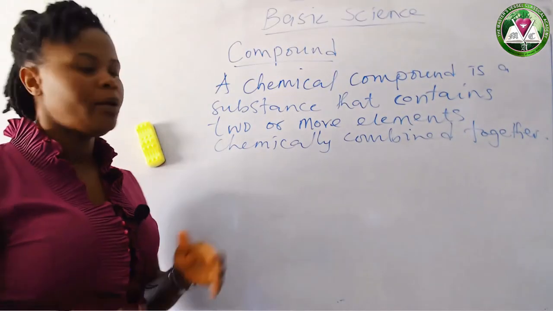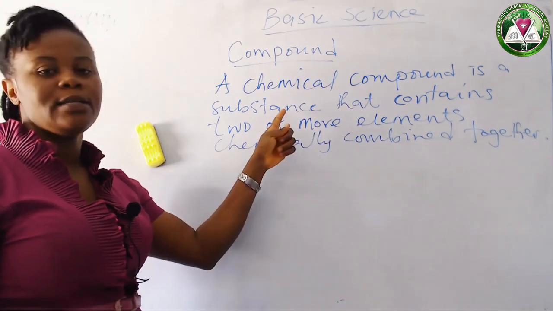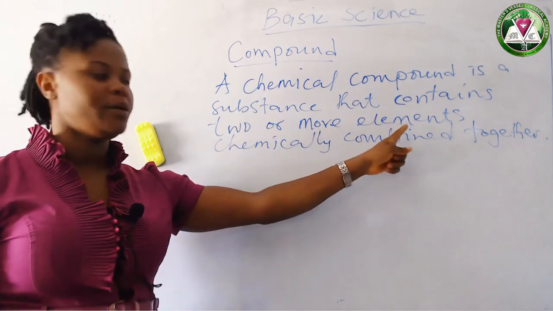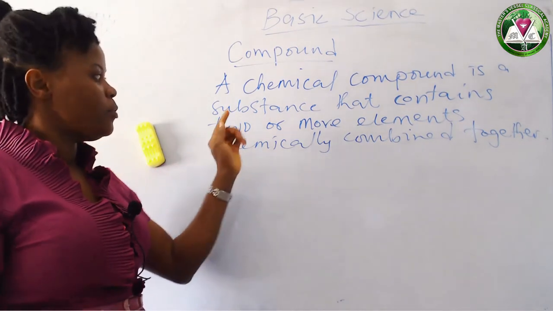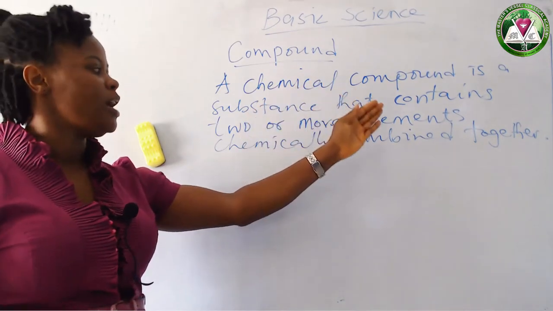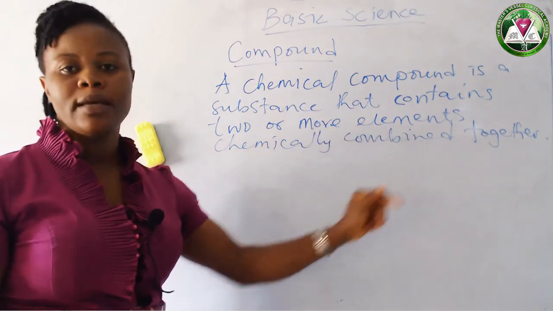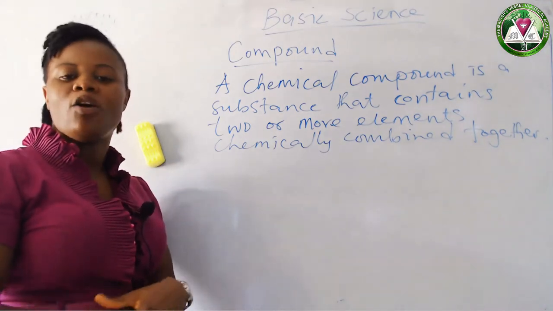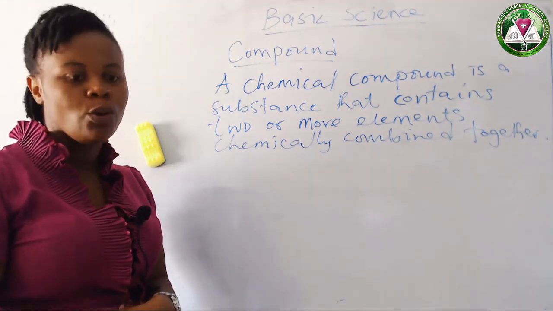I want you to go with me. A chemical compound is a substance that contains two or more elements chemically combined together. I repeat it again. A chemical compound is a substance that contains two or more elements chemically combined together. So a chemical compound is not where you live. It's not that compound where you stay, where your father's house is. No, that's not a chemical compound.